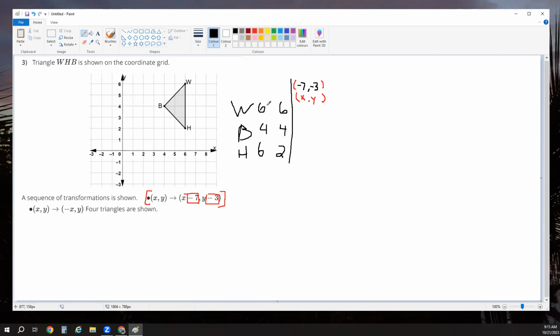All right, so that's going to be 6 minus 7 is -1. 4 minus 7 is -3. And 6 minus 7 is -1. Okay, so then for my y's, 6 minus 3 is 3. 4 minus 3 is 1. 2 minus 3 is -1. So those are my new coordinates. Those should be red.